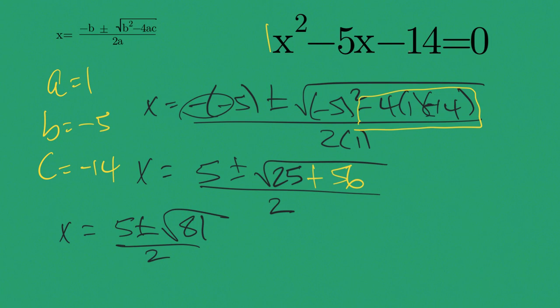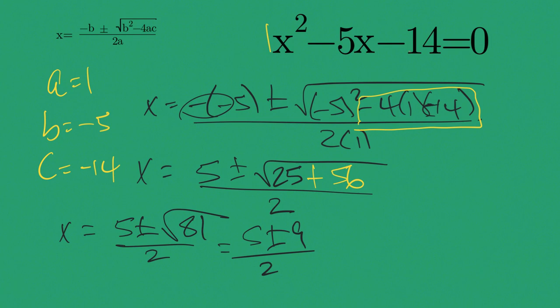Now, 81. Is 81 a perfect square number? Can I take the square root of 81? What is it? 9. So here we go. 5 plus or minus 9 over 2. If that is a perfect square, take the square root of it. The square root of 81 is 9. Got it. Everybody okay so far? Okay.